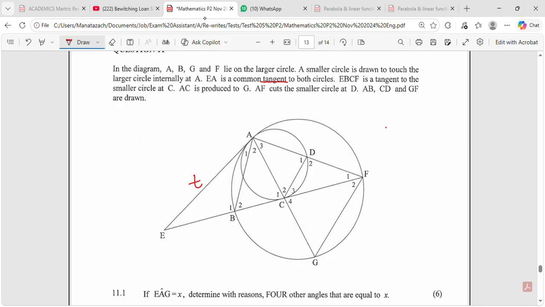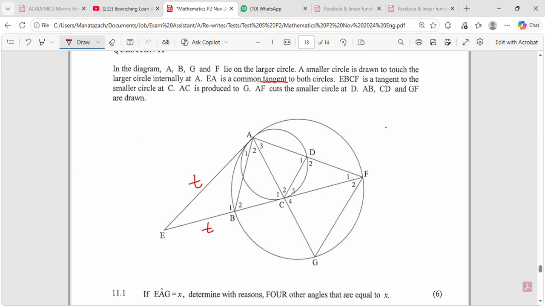EBCF is a tangent to the smaller circle at C. So EBCF, there's another tangent here. Then let's go on. AC is produced to G. AF cuts the smaller circle at D. A, B, C, D, G, F are drawn.